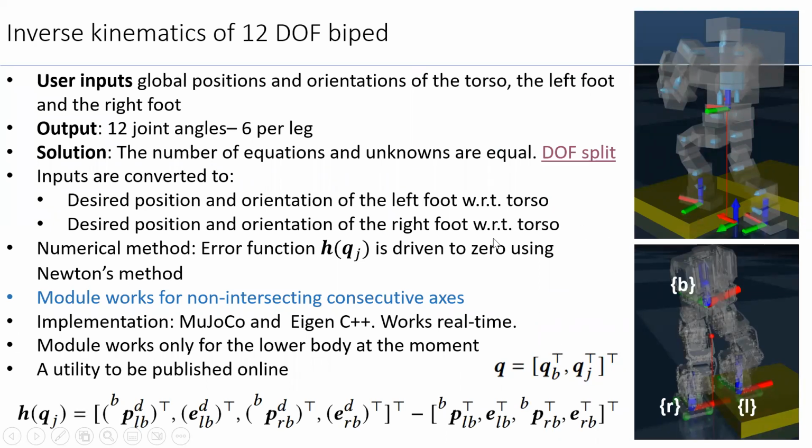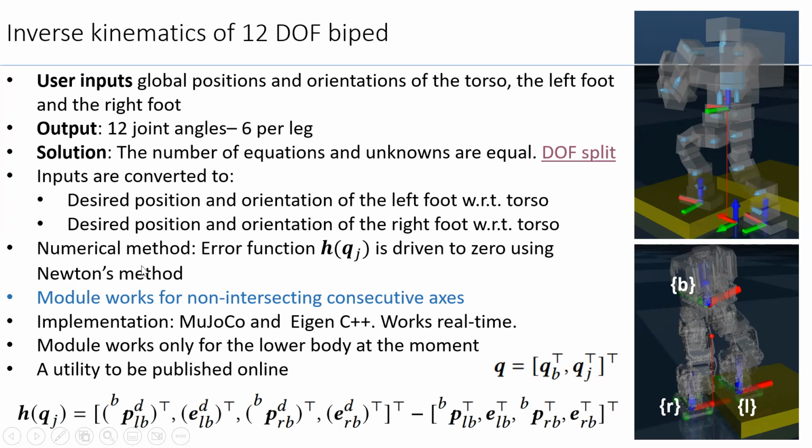So inverse kinematics is an important building block of any of the higher goals of trajectory planning and push recovery. We are talking about a 12 degree of freedom biped, and it is intuitive to supply the position and the orientation of the hip, right foot and left foot. Since this is a 12 degree of freedom biped, we do not have any redundancy; the number of equations and the number of unknowns, that is the number of joint angles, are equal in this case.